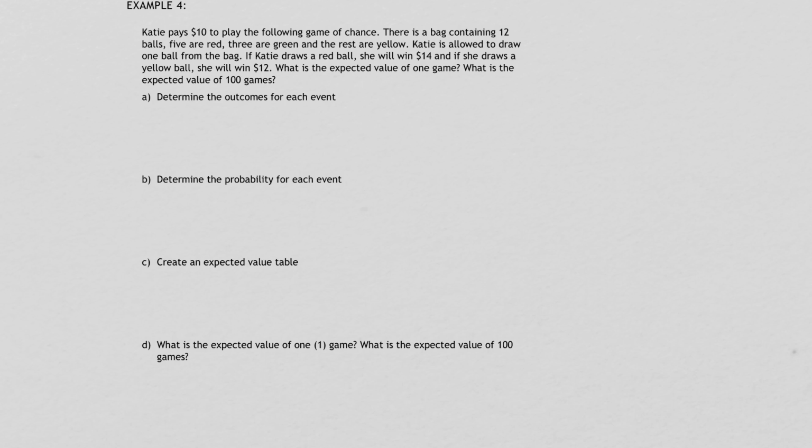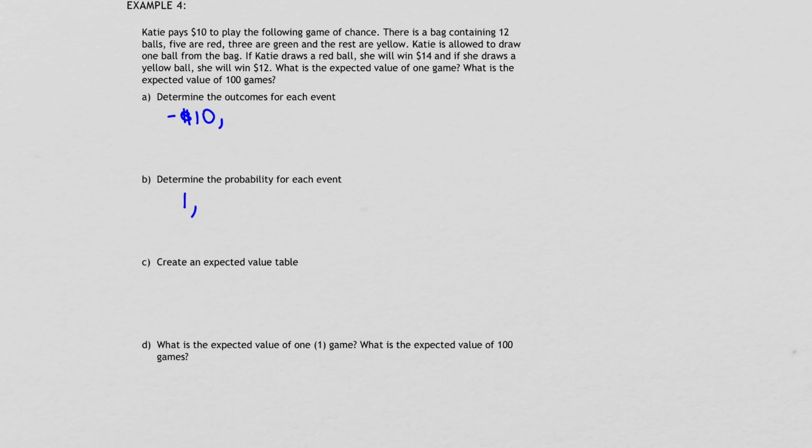So to determine the outcomes, well, first off, she's going to pay $10 to play this game. Okay? So she's already losing $10. And if she's playing this game, then she is definitely going to lose the $10. So the probability of her losing $10 is 1.